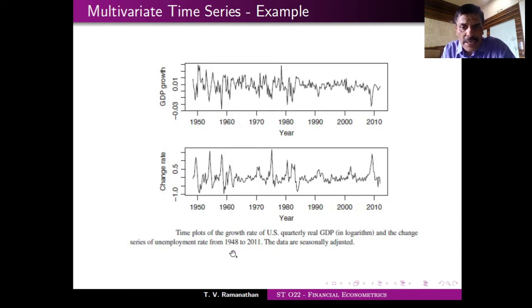These are seasonally adjusted. This plot is about GDP only. Somehow I didn't have the unemployment rate here. So this is the GDP growth, and this one is unemployment only, basically showing the growth in the unemployment rate.